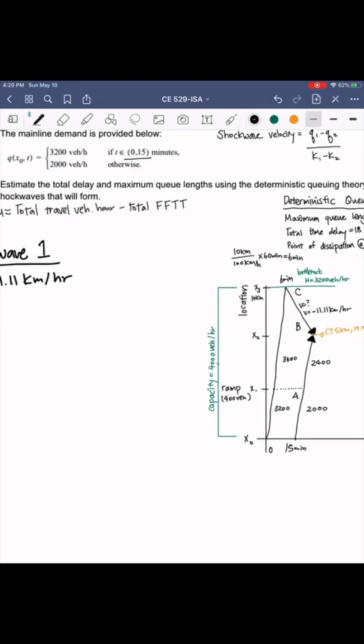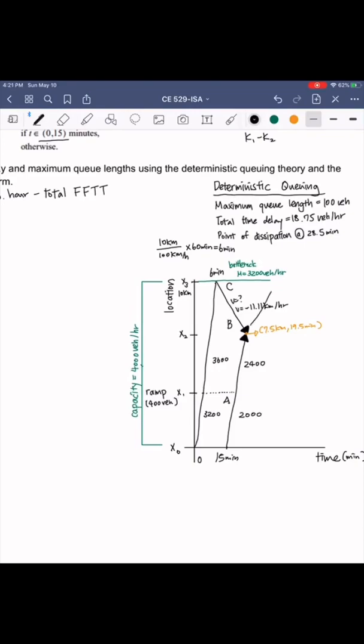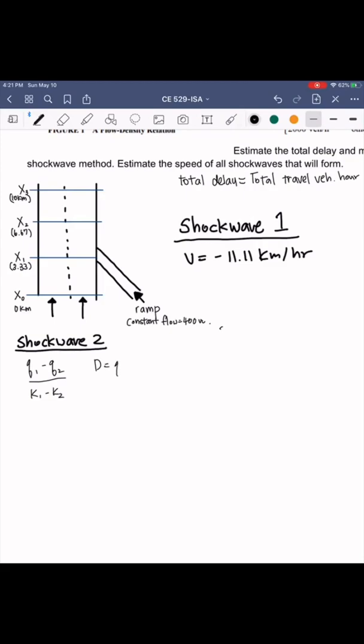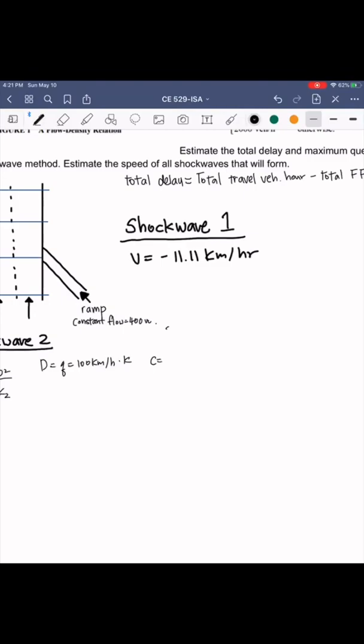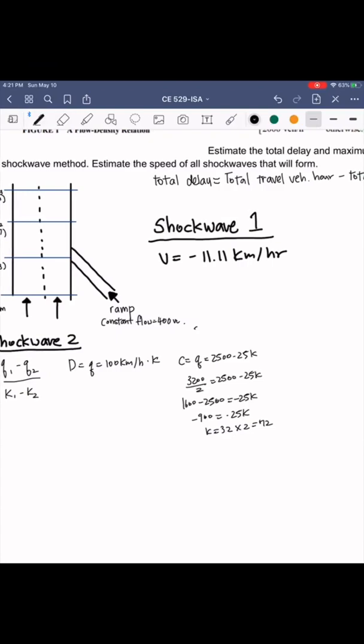So let's actually call this region D. So D is equal to Q equals 100 kilometers per hour times K, and C will be the same as we calculated. It's 2500 minus 25K, so 1600 minus 2500 equals negative 25K, so negative 900 is 25K, which makes K 36, and times 2 lanes is 72. And let's calculate the D right now, and it's 2400 vehicles coming in equals 100. Let's divide it by 2 lanes.